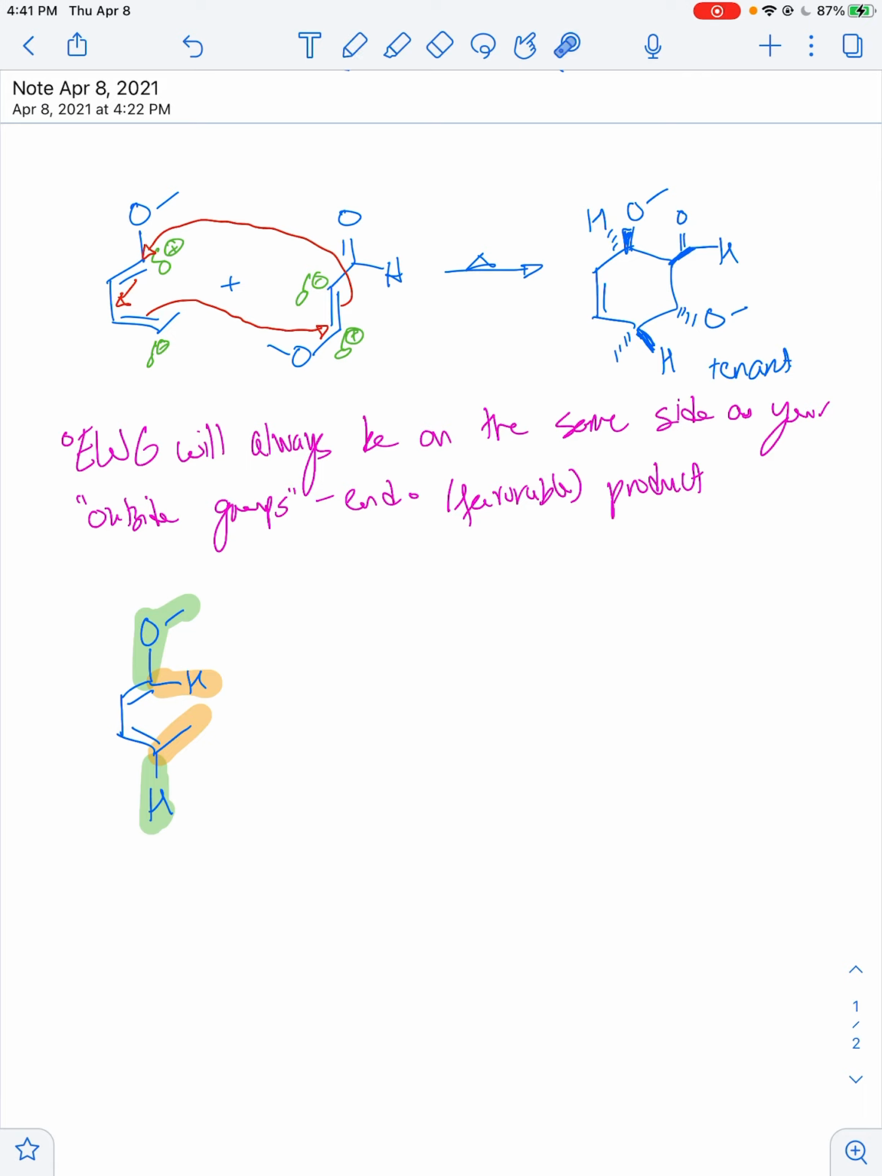I hope that clarifies things. Let me know if there's any specific examples that I should go through, but these are the basic rules when you're looking at stereochem.